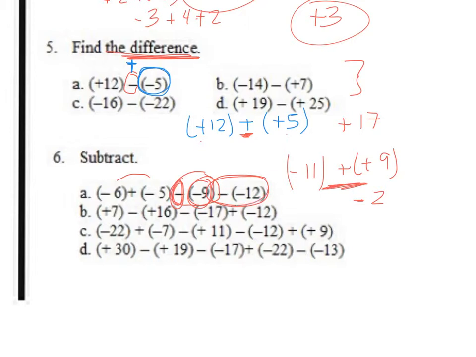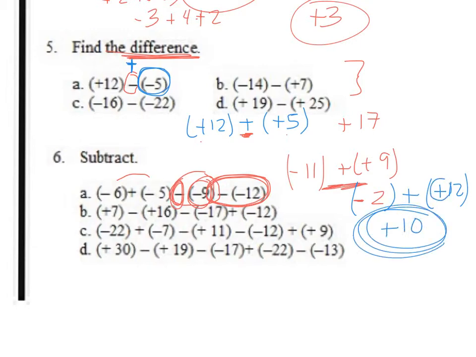And now I have to deal with this part. Again, that's a subtraction, so I'm going to change that to an addition statement, and I change the sign on the second number. So now the signs are different. I keep the sign of the largest number and I subtract. And my answer there is positive 10. So do your best to work through all those. Remember the rules, apply the rules, and you'll be fine.